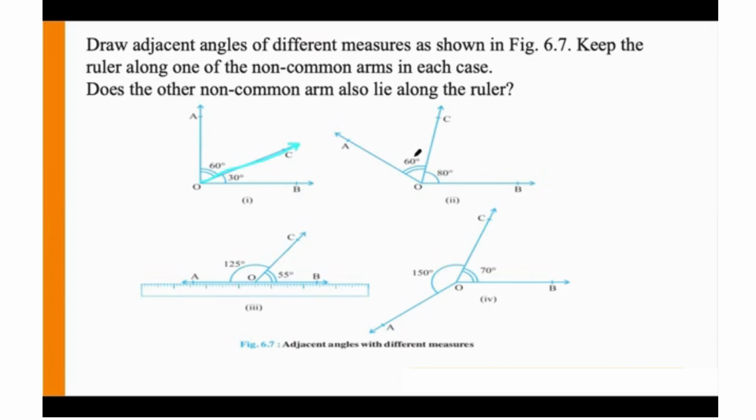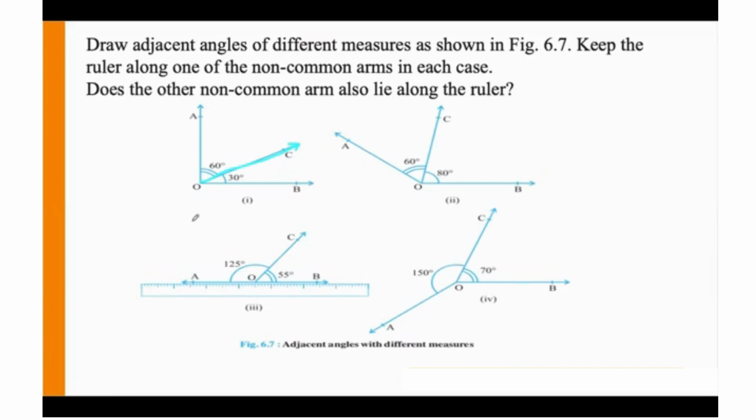In this case, 60 plus 80 is 140. And if I keep a ruler on AB, OB, OA will not be on the ruler, right? It will not lie on the ruler. So the ray is not standing on a line. In the fourth one, if I keep a ruler on OB, and we see the two adjacent angles are 150 plus 70 degrees, that will be 220 degrees. Again, OA is not going to be on that ruler, and so the ray is not standing on the line.